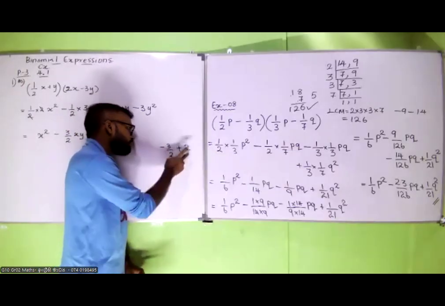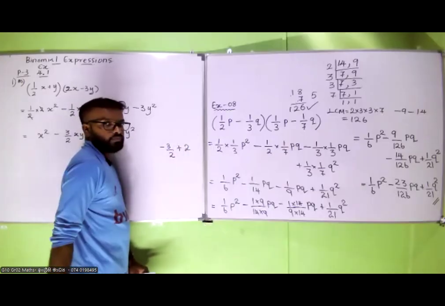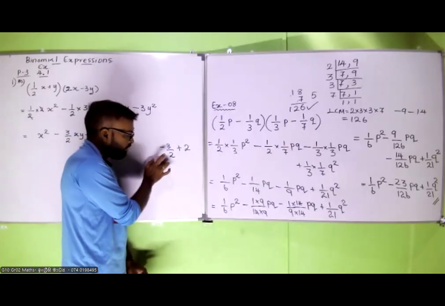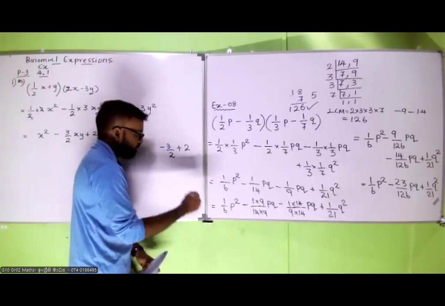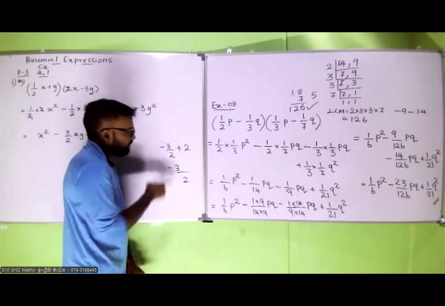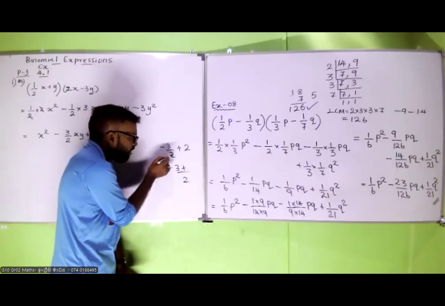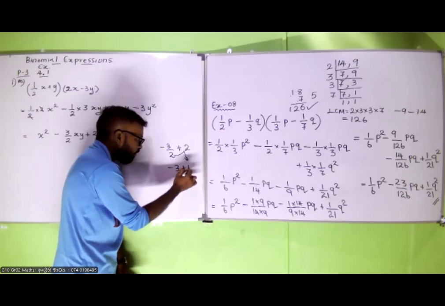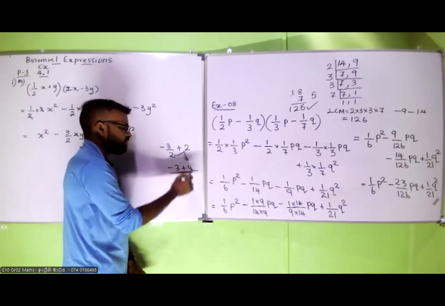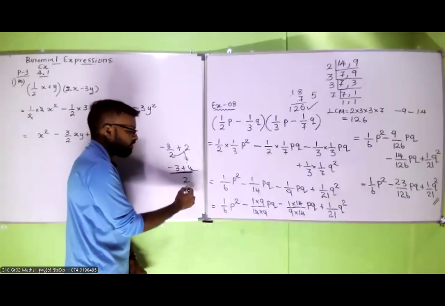Negative 3 upon 2 plus 2. Negative 3 upon 2 plus 2. Fraction plus whole number. Right? Common denominator should be 2. Right? And here you have negative 3 and plus sign. How to fill the rest? 2 into 2 here, 4. And numerator: negative 3 plus 4. Negative 3 plus 4. That means 4 minus 3. 1 upon 2.